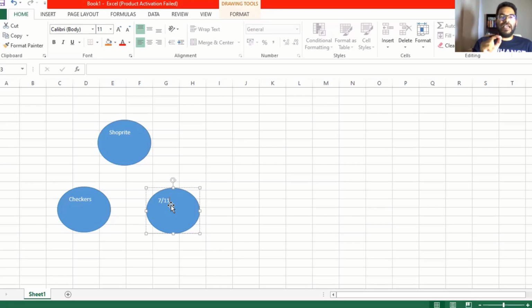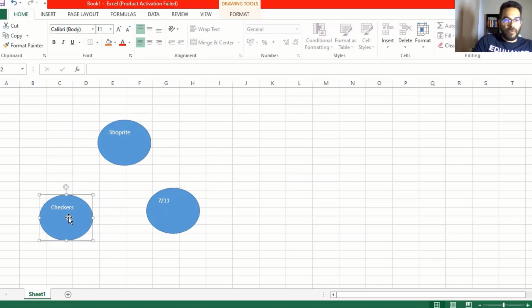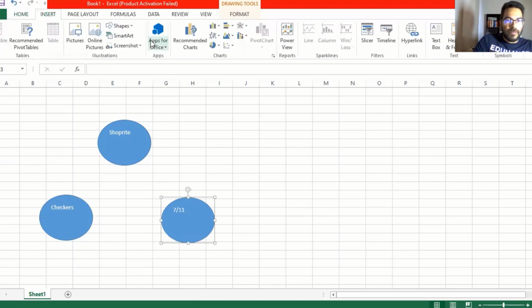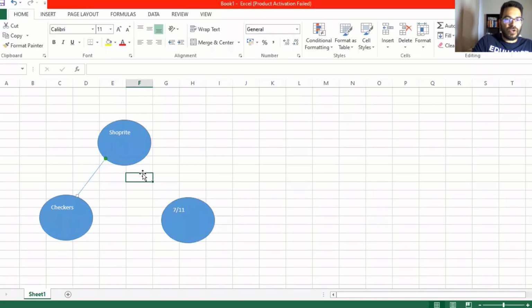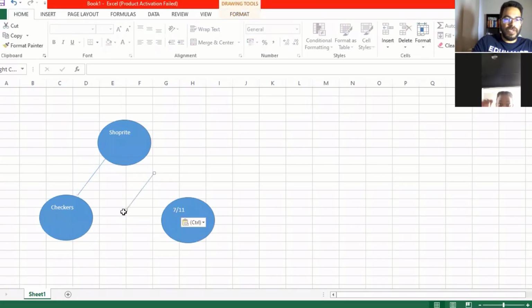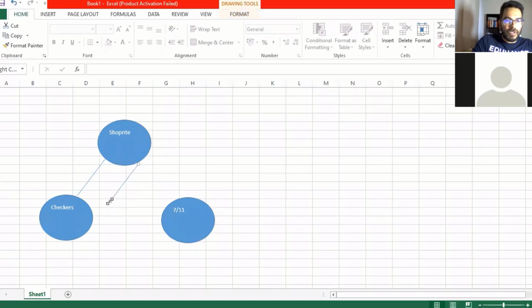Now, from a separate entity perspective, it is going to look as follows. So I'm going to add in some more drawings over here. So we're going to have ShopRite transacting with Checkers, and then ShopRite transacting with 7-Eleven. Here we go. I need to turn this.